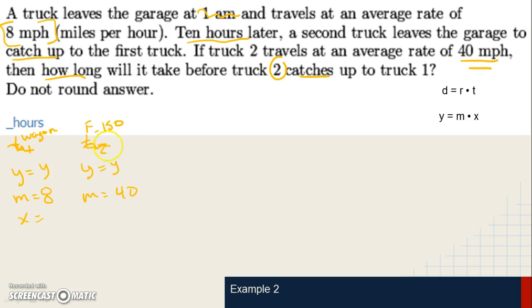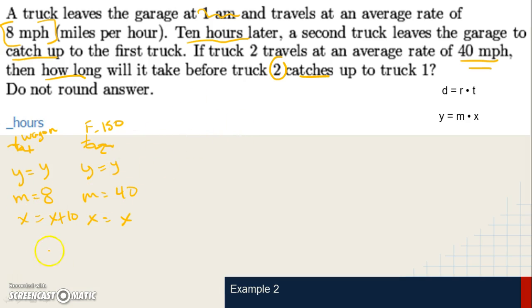So we're trying to find the time for the F-150, and we don't really need to know the time for the wagon, but it's important to understand how to set this up. So since we're trying to find F-150's time, we're going to make the F-150's time x, and then the wagon's time. If the F-150 leaves 10 hours later, that means the wagon's time is the F-150's time plus 10 hours since it left 10 hours before. So this first guy should have more time. Now we can go ahead and set up our two equations.